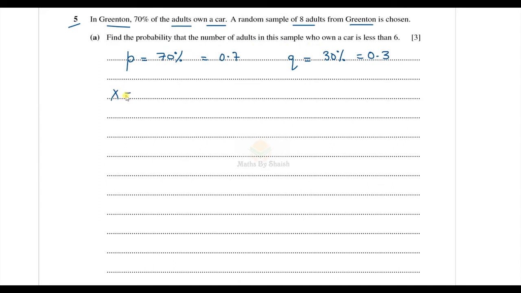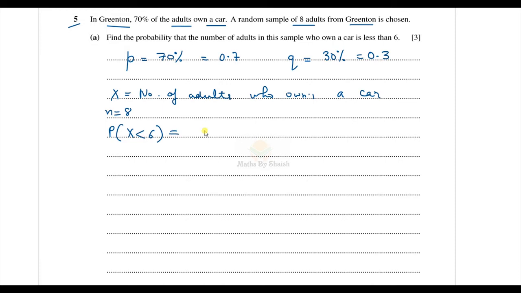Let x be the number of adults who own a car. So we can find the probability of x, the sample of 8, here n is 8, who own a car is less than 6. So less than 6 is what we need to find.